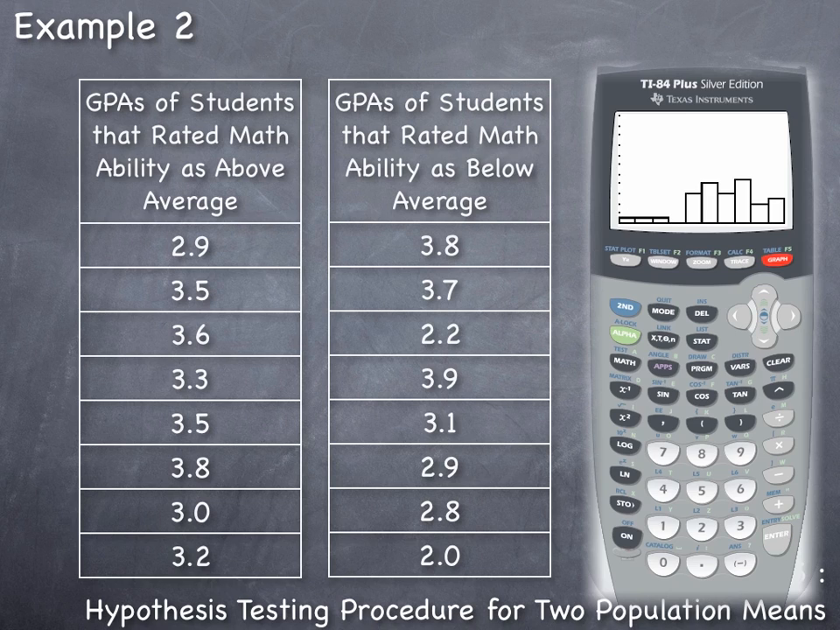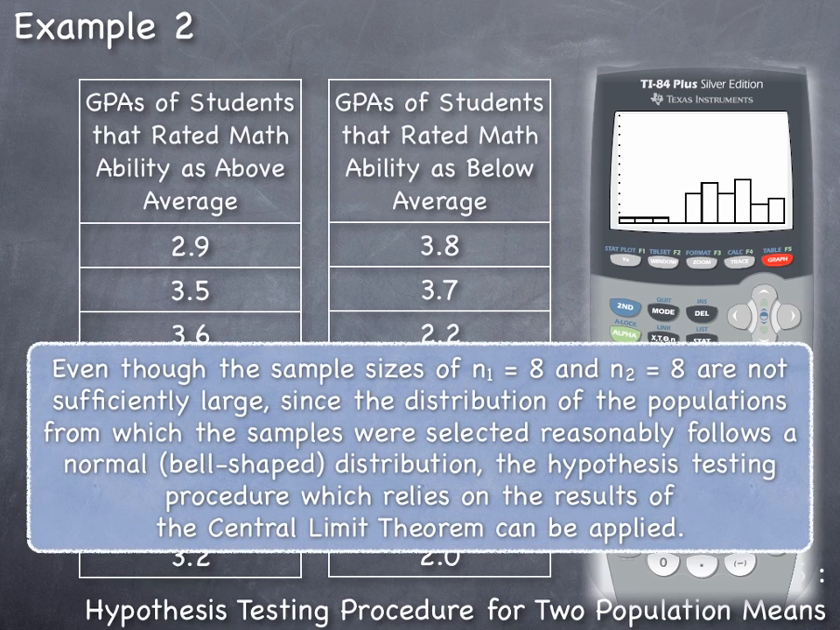And here it seems reasonable to assume that the distribution of the GPAs is bell-shaped, because it is low on the ends, high in the middle, and it's somewhat symmetric. Although it does seem to stretch a little more in the lower GPA direction than the higher GPA direction, it still seems reasonably bell-shaped. So even though the sample sizes of N1 equals 8 and N2 equals 8 are not sufficiently large, since the distribution of the populations from which the samples were selected reasonably follows a normal or bell-shaped distribution, the hypothesis testing procedure, which relies on the results of the central limit theorem, can be applied.